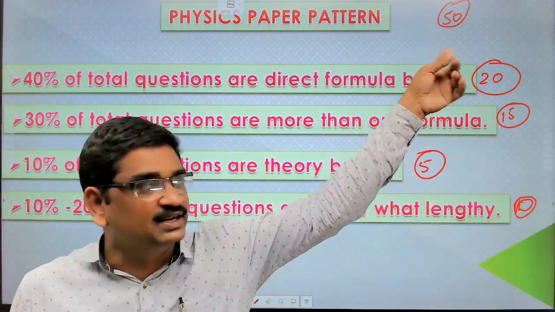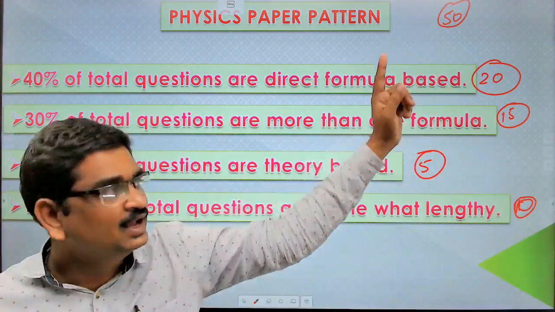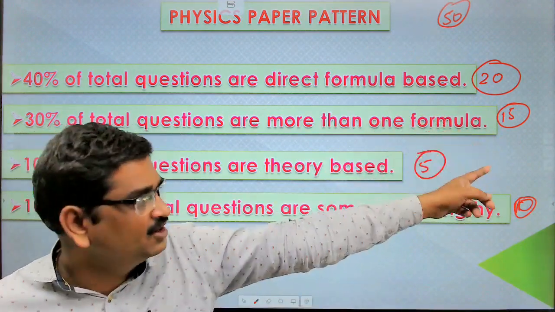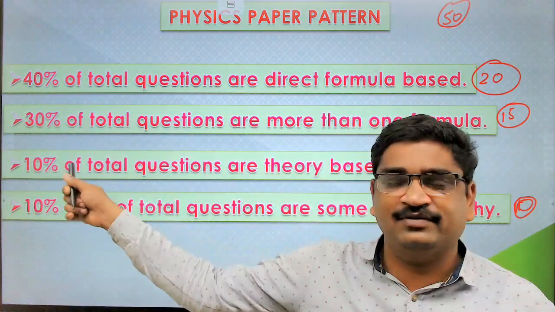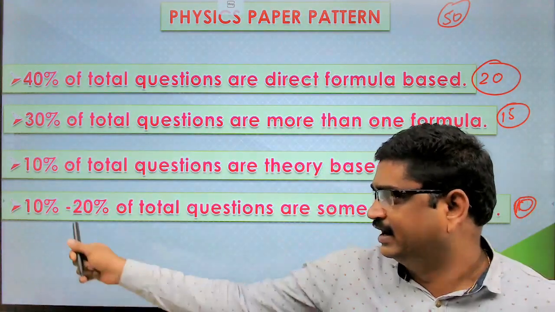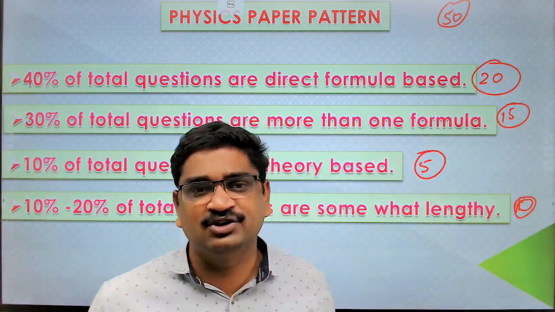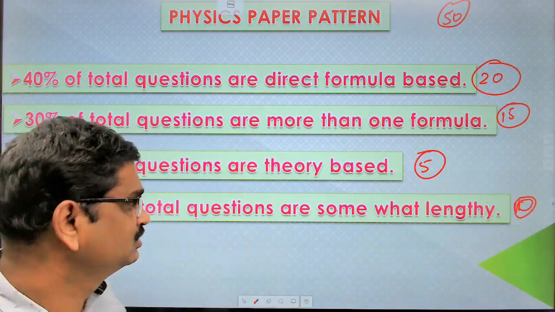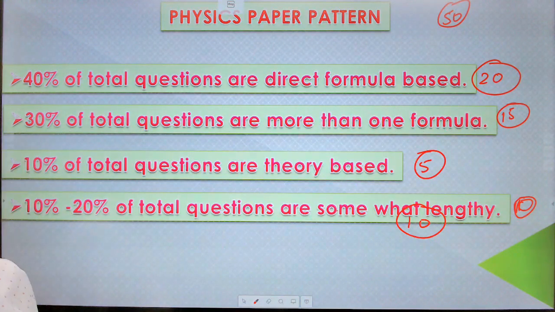To recap: 40% means 20 questions are direct formula based only. If you know the formula, you can answer these. After that, multi-concept, more than one formula based: if you know those formulas, you can answer the remaining 15, around 30%. Next, 10% of questions are purely theoretical; if you know the concept, you can answer directly. Next, 10 to 20% are somewhat lengthy, which may consume extra time, so I am calling them somewhat difficult. Around 10 questions are there. So this is the basic paper pattern of NEET physics.